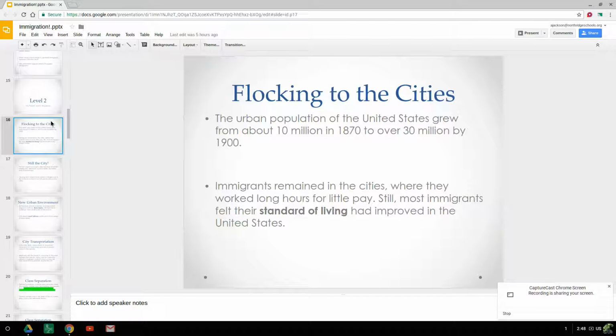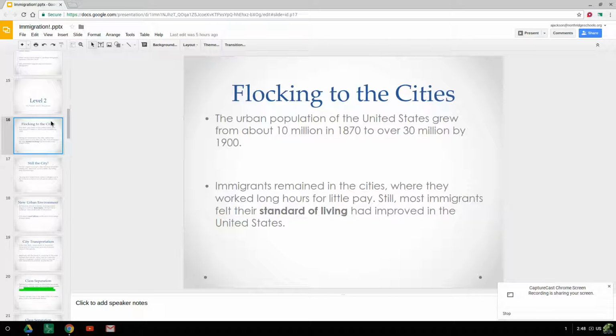So we know that immigrants are flooding into our country, and we talked about how they are beginning to build these little neighborhoods within cities, and that's all great. But they are coming in massive groups, and we see that over 10 million come in 1870, all the way to 30 million in 1900. That's a drastic increase in that 30-year period.